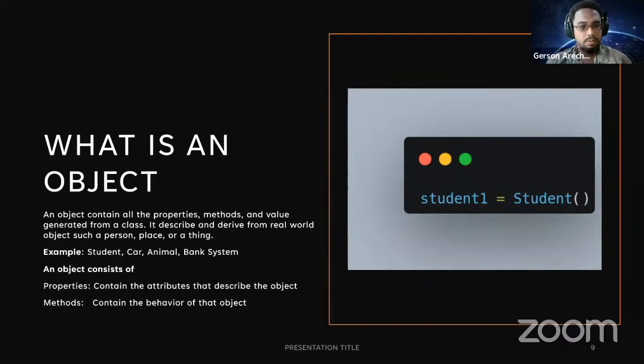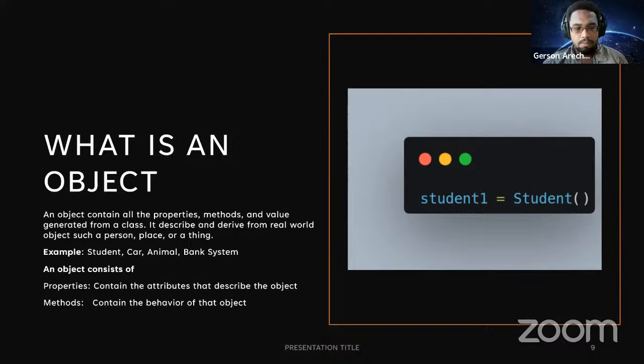So now an object contains all the properties, methods, and values generated from a class. It is described and derived from real world objects such as a person, place, or a thing. I used the example of a car, and when I pass in the object to car 1, it basically is the object now. So car 1 was the object, car 2 was the object, and it contained all the properties and values. An object can be a car, a student, an animal, a banking system, a food, or whatever object that you want to describe. It can be anything.